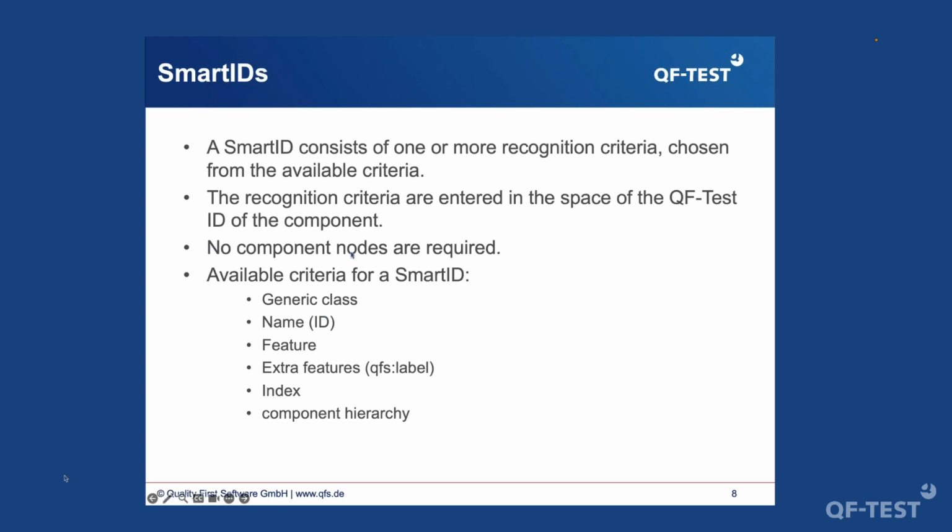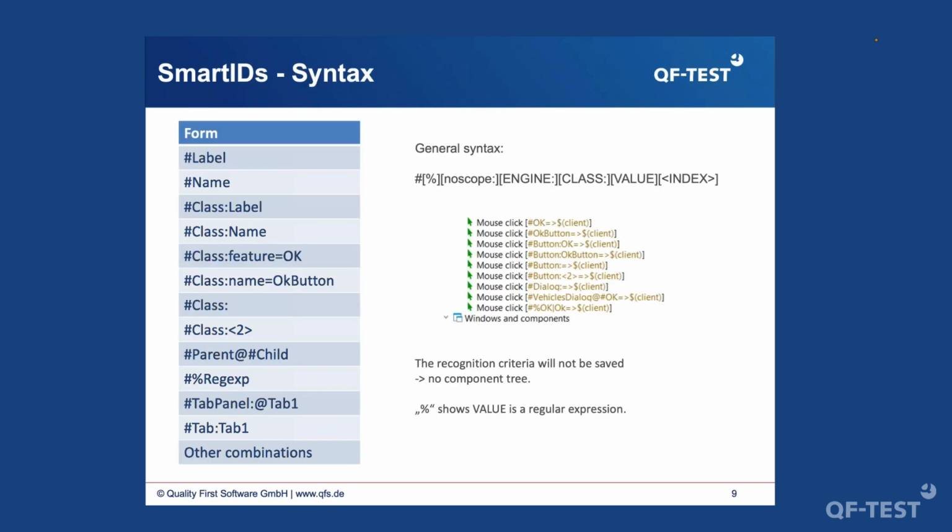And another thing is that you don't need any component nodes recorded in the Windows and Components tree, because the criteria you're using are directly stored at the action you want to replay. We will see this later on in the demo, and it's also here on this sample table. For example, if you want to click on an OK button, then you can simply put in a mouse click. Then this hash you see here at all the actions is basically the magic marker for QFTest that tells QFTest after this hash there's a SmartID following.